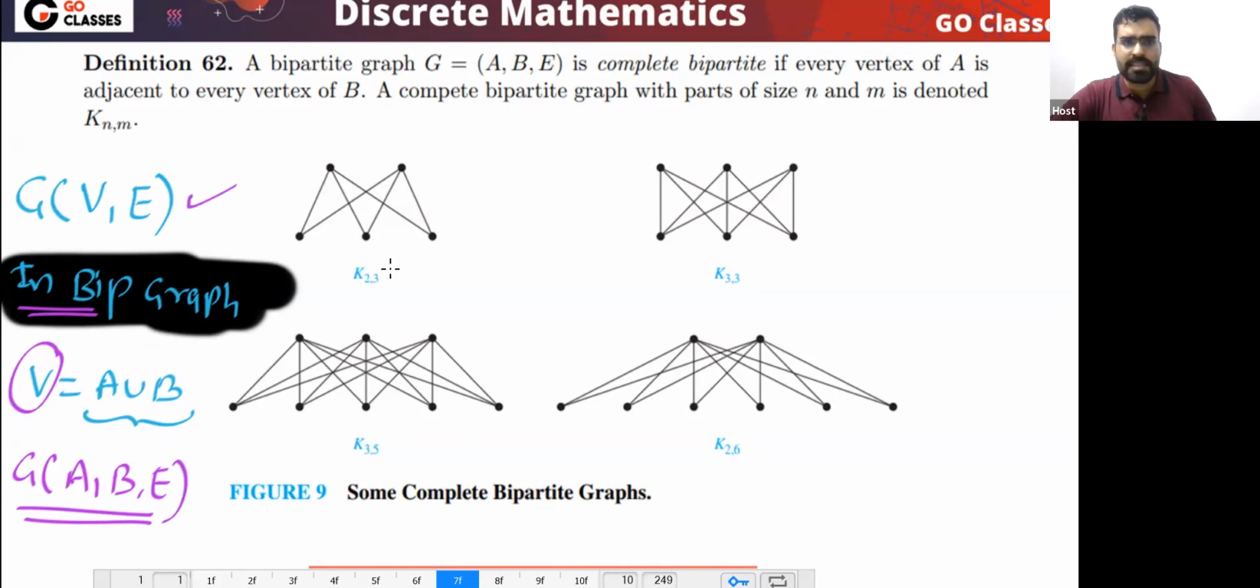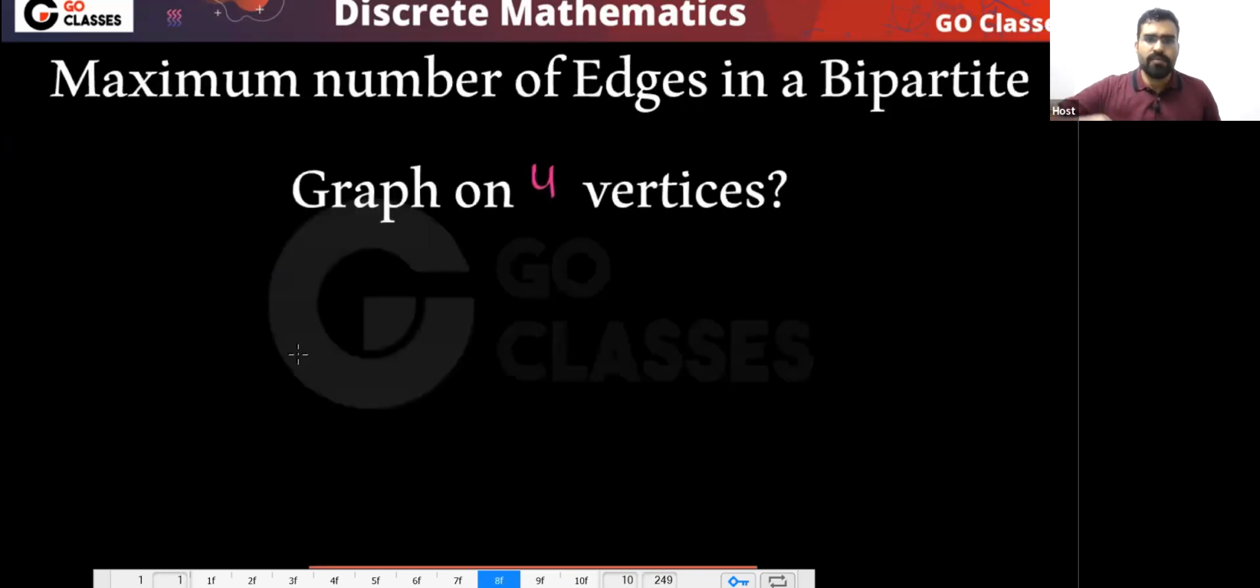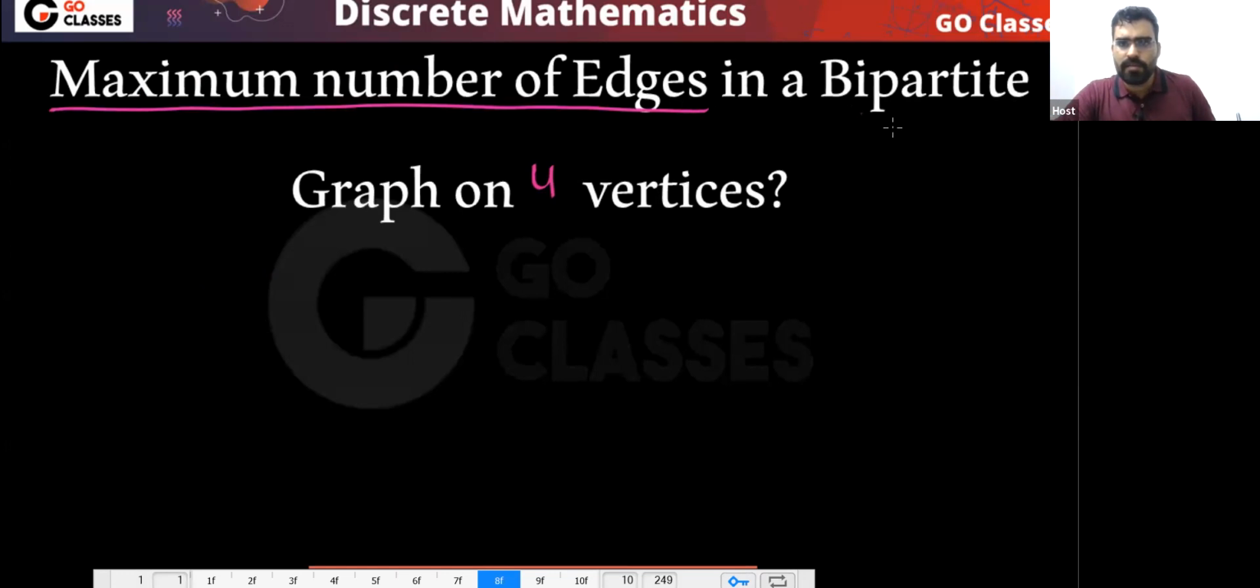Tell me, what is the maximum number of edges possible in a bipartite graph on 4 vertices? Tell me one thing. What information is unknown in this question? We want the maximum number of edges. But what information is unknown? The cardinality of both sides. Very good. This is unknown, like, what is the cardinality of the two parts? Because this is your number of vertices, so I can say the number of vertices is 4.